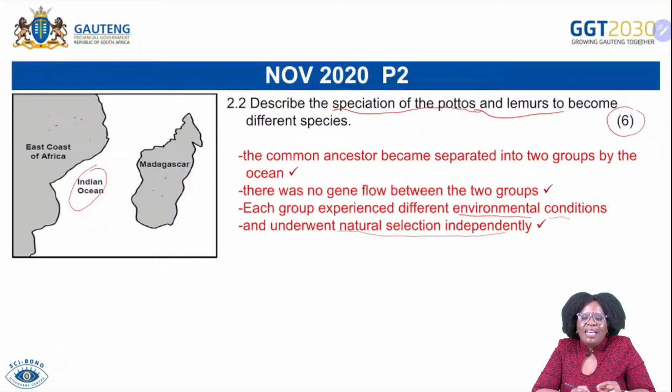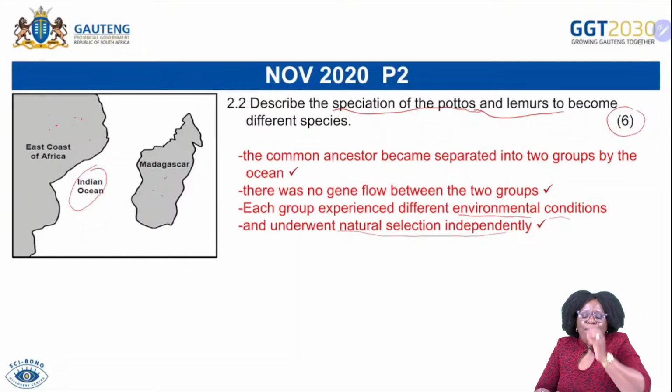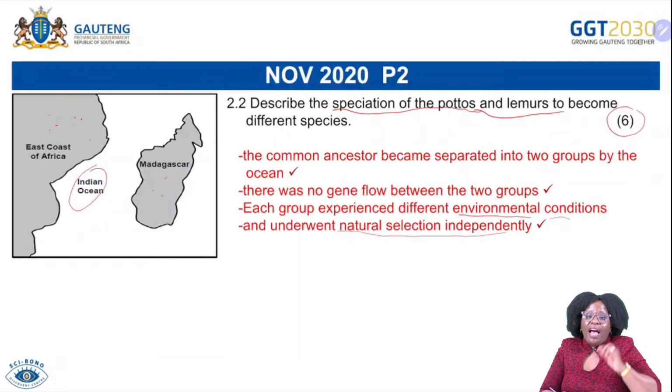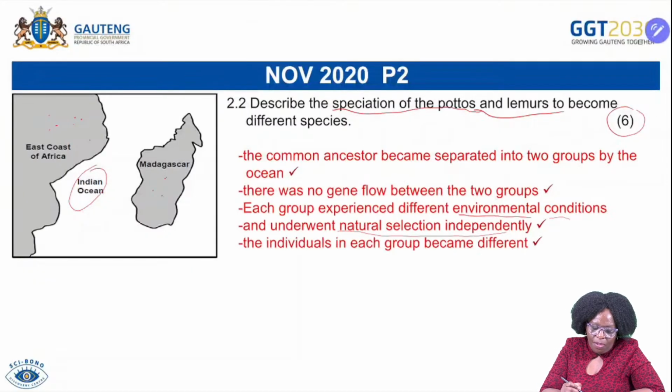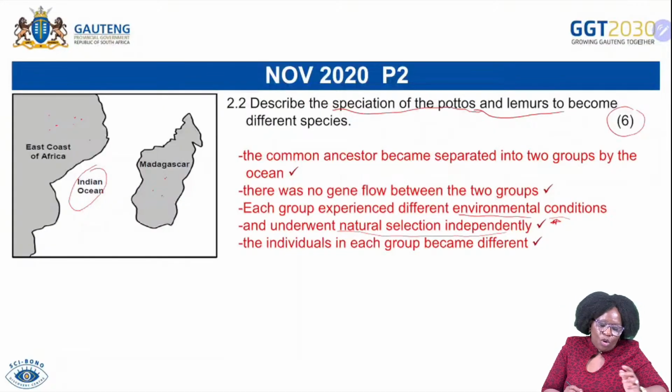When you speak about this, don't forget to mention the independence, because the common ancestors that were found in Madagascar underwent their own natural selection, independent of what was happening to the common ancestor that was found on the east coast of Africa. Then you say they underwent natural selection independently. The individuals in each group became different. Now, after the independence that has happened, the individuals in Madagascar and the ones on the east coast of Africa became different.